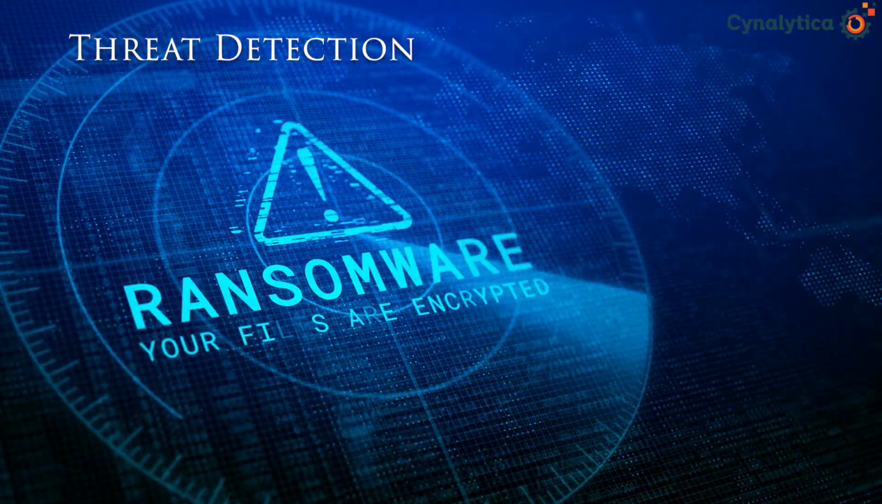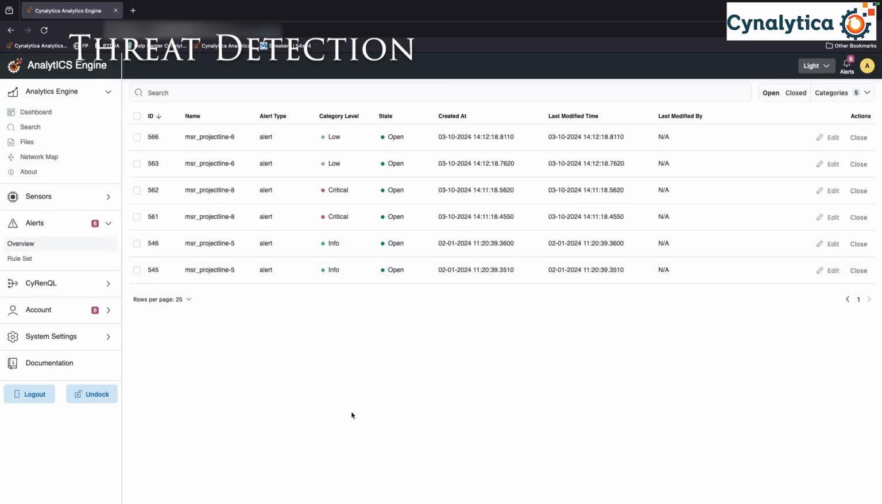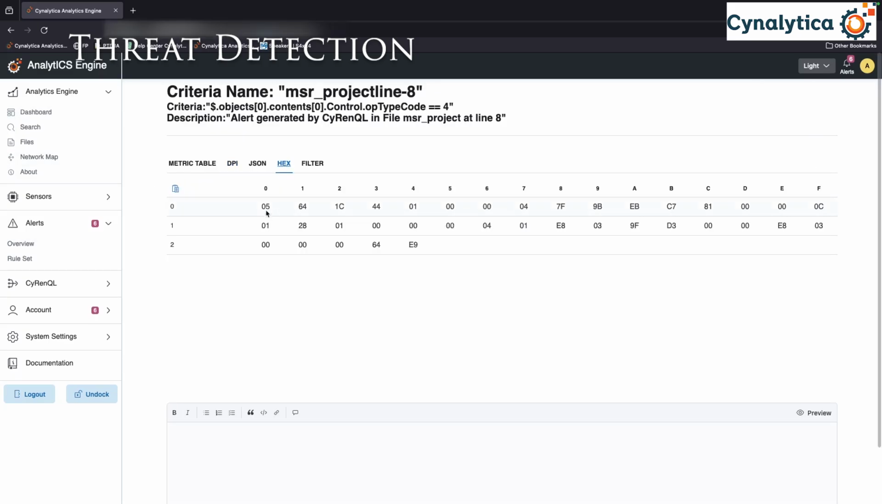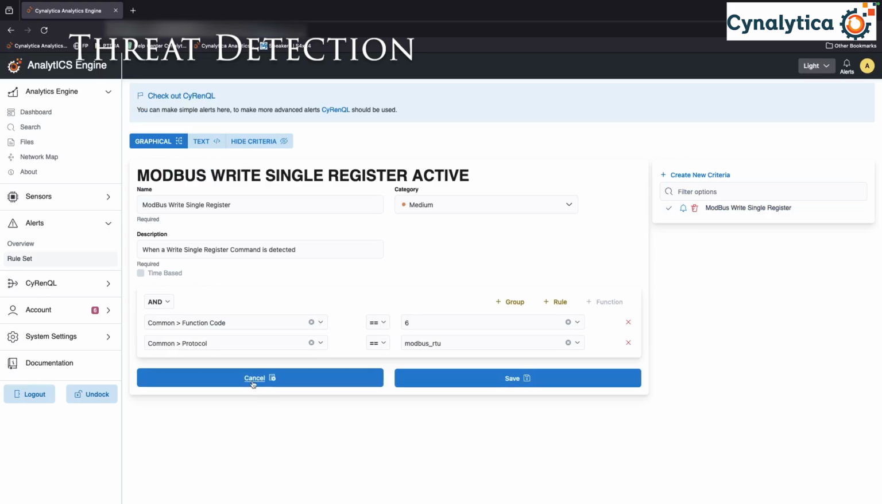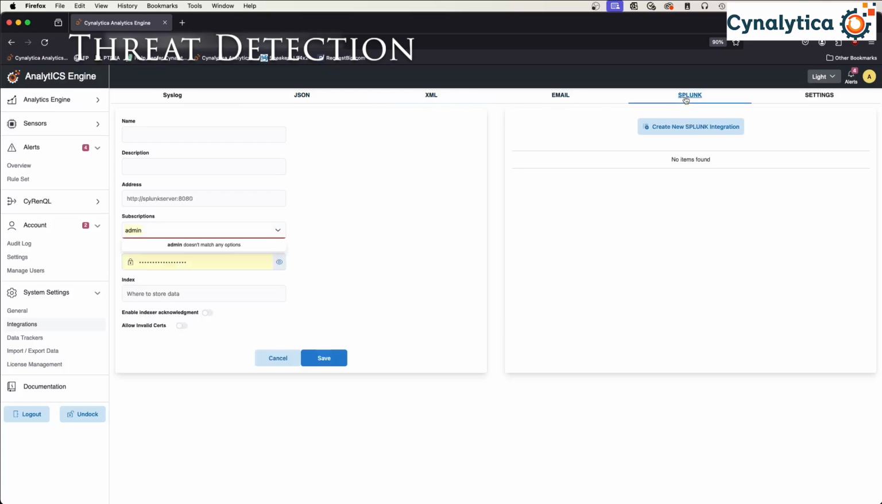Using Cynalytica's intelligent network sensors and the analytics engine's analysis and alerting functions, these alerts and indicators will assist NOC/SOC analysts and operators in threat hunting, detection, and remediation workflows. Additionally, they can be integrated into third-party SIEM/SOAR endpoints.